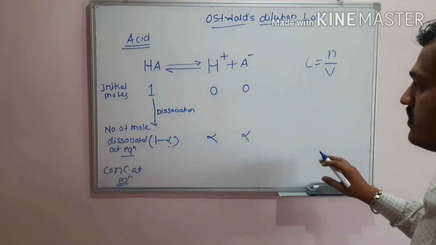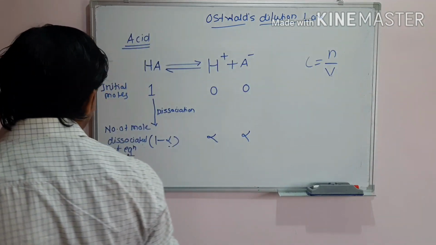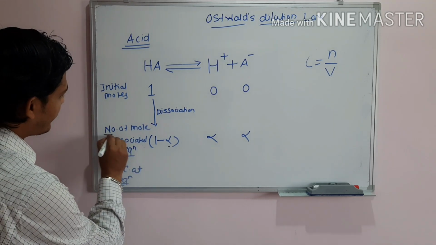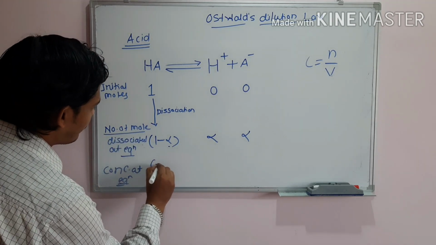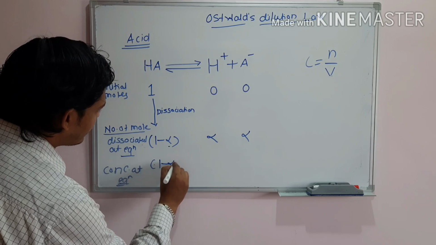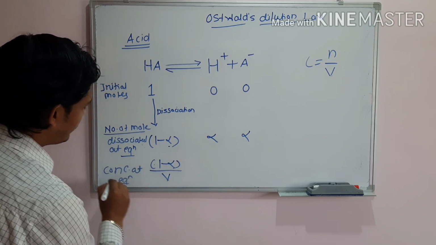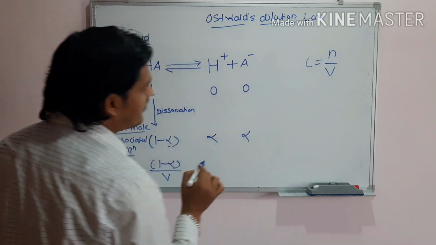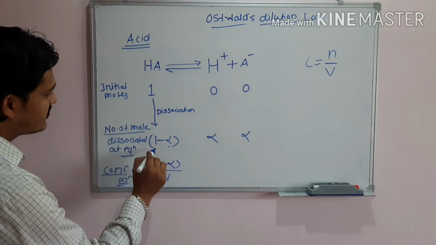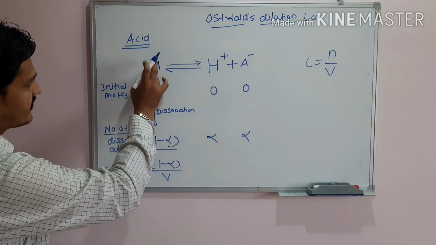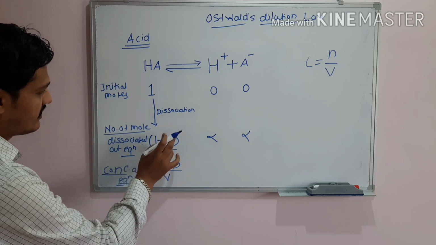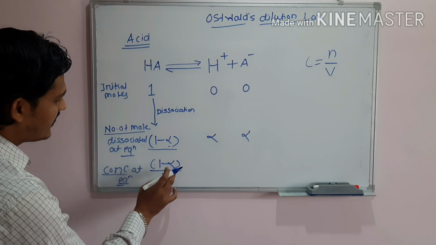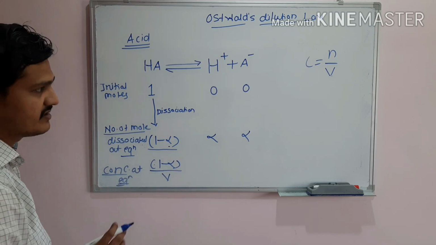Okay. So what is the concentration in that case? Concentration at equilibrium, C is equal to number of moles, that is number of moles, how? 1 minus alpha divided by volume, because the formula of concentration is N by V, number of moles upon volume. So this is the number of moles for reactant divided by volume. So 1 minus alpha divided by V is equal to C, concentration.